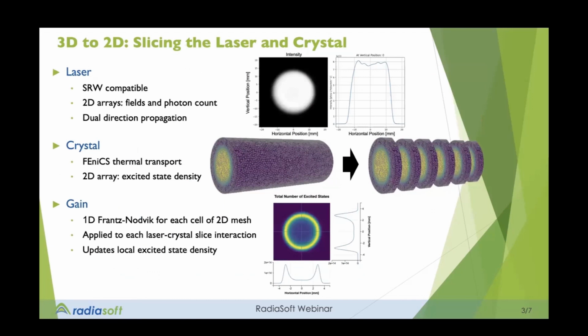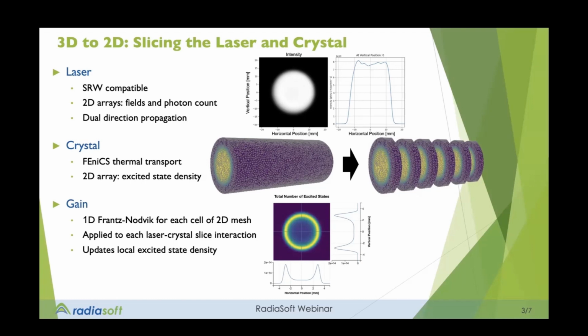The answer to the problem is slicing up the laser and crystal. So the laser slices are SRW compatible for those who use that software. And the essential components are 2D arrays of the fields and the photon count. The laser is capable of propagating in either direction through a crystal, which enables those multiple passes in each amplifier. On the right, I have an image of the intensity at the top of the page, an example from the simulation after 10 passes through an amplification system, and you can see how the profile of that beam, which was originally Gaussian, has become more flat-topped.